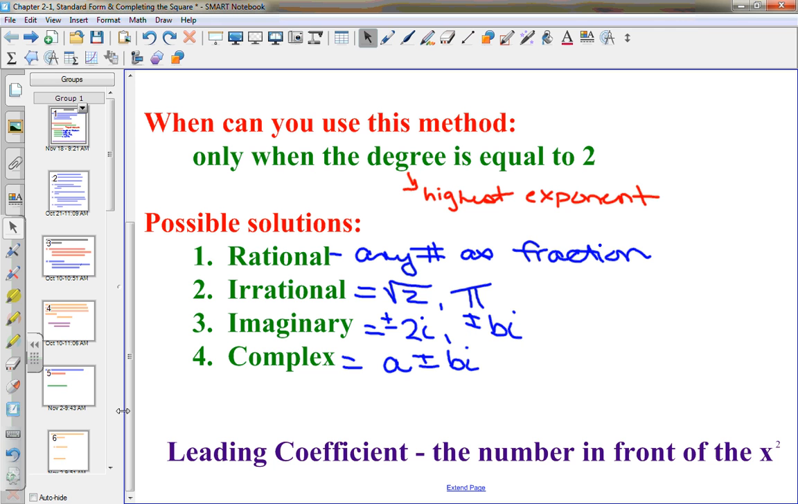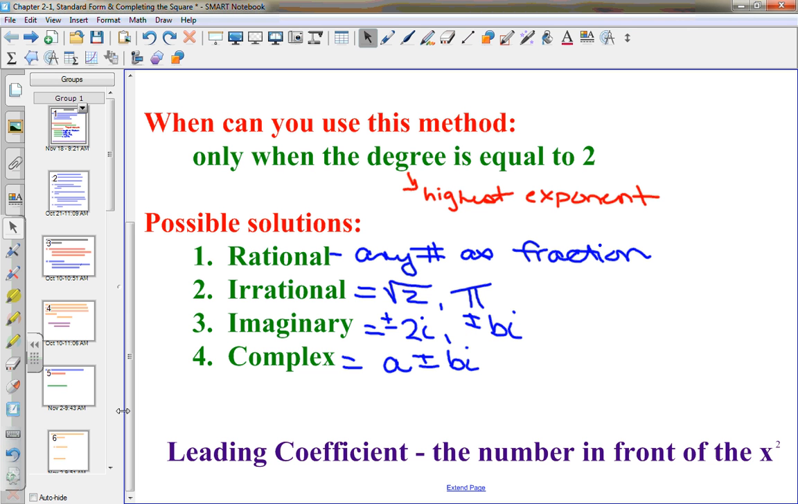Possible types of solutions that you may have. You may have a rational number, meaning any number written as a fraction. You can have an irrational, meaning the square root, or pi. You can have an imaginary, meaning it's just plus or minus 2i, or plus or minus bi. And you can have a complex number, meaning it's a plus or minus 2i. Complex means it has a real number part plus an imaginary part to it.